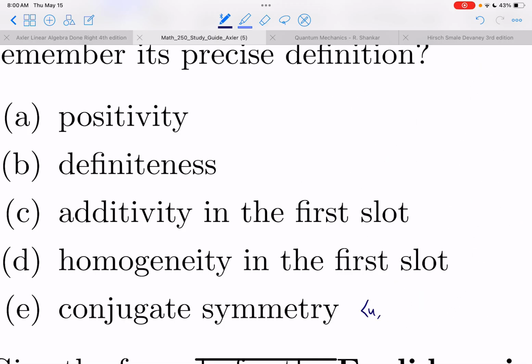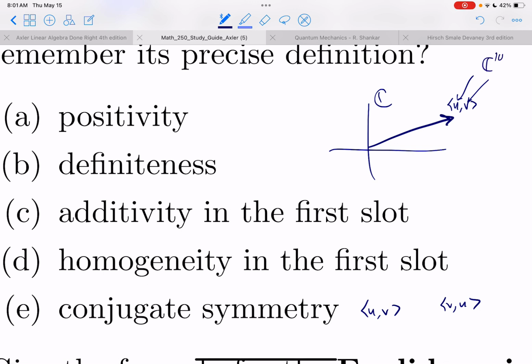Conjugate symmetry means that if u dot v is some complex number, then v dot u is just the conjugate of that number. I know it looks like a vector, but it's a complex number here. Maybe u and v are vectors in C^10, and we take the inner product and get a complex number. Then the conjugate of that number is down here in the complex plane, and that's just the inner product of v with u. So switch the order.